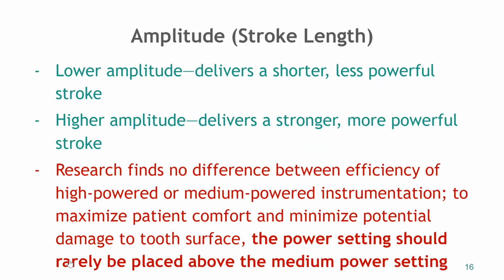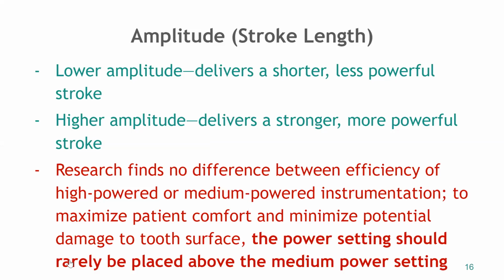Currently, there is no research that supports a difference between the efficiency of high power and medium power instrumentation. To maximize patient comfort and minimize potential to damage the tooth surface, the power setting should rarely be placed above medium, unless you're working supragingivally and getting through really heavy, thick deposits. Then we want the higher amplitude.